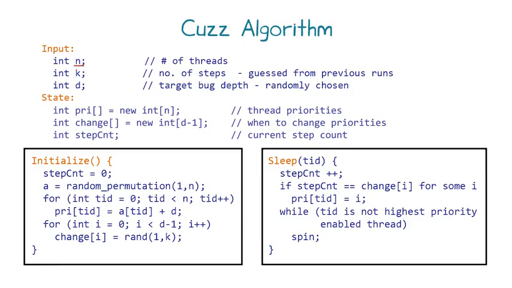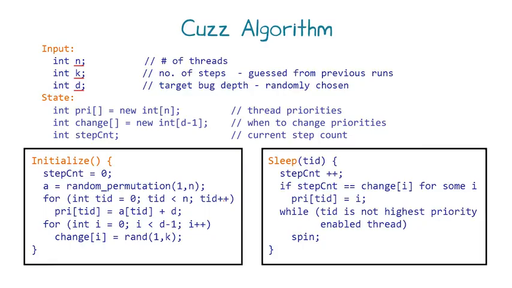Let n be the number of threads that the program creates on a given input. Let k be an approximation of the number of steps or statements that the program will execute on that input. And suppose we randomly set a bug depth parameter to be d. The algorithm calls the initialize function once at the start of the program and the sleep function before executing each instruction in each thread of the program. The initialize function randomly assigns each of d+1 through d+n as the priority value of one of the n threads. We will see why it does not use lower priority values of 1 through d momentarily.